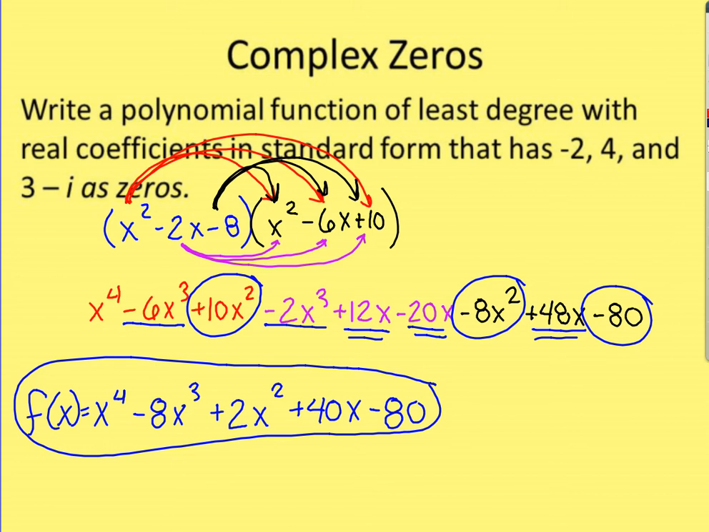And this will have the zeros of negative 2, 4, and then the imaginary zeros of 3 minus i and 3 plus i. Notice that there are 2 real zeros, and there are 4 zeros when you include your 2 imaginary zeros, and this is of degree 4.